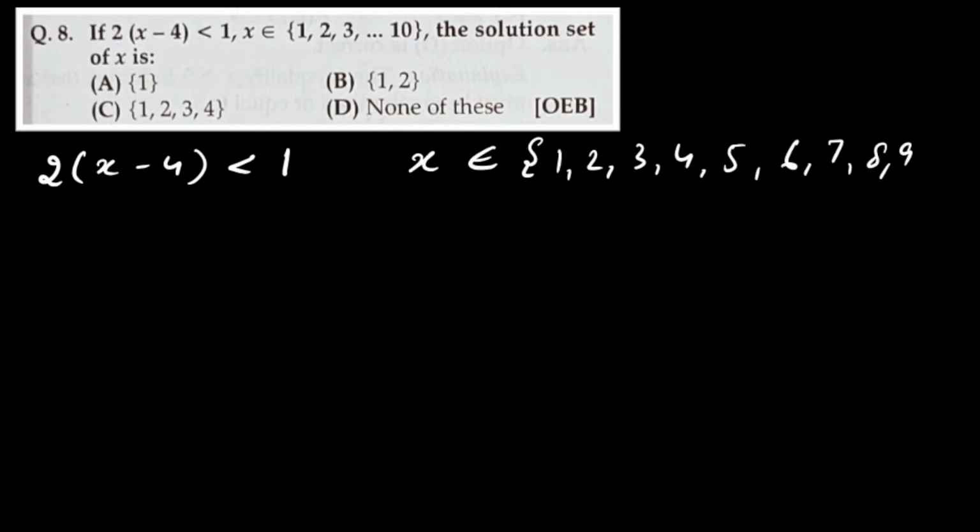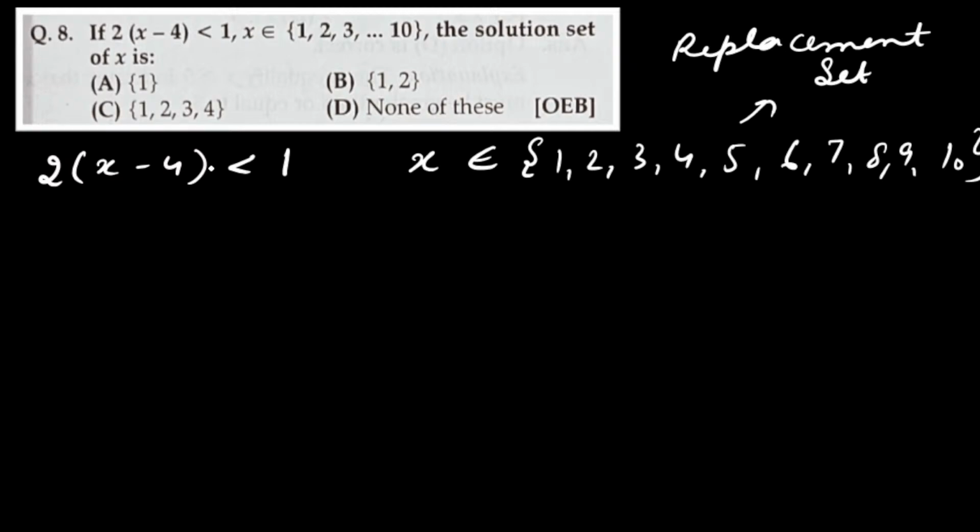2 into x minus 4 is less than 1. Now the replacement set is given to us, not in terms of natural numbers or real numbers. It's just given to us in the form of one set. x belongs to 1, 2, 3, 4, 5, 6, 7, 8, 9, 10. So this is our replacement set now. From here we have to choose our answer.